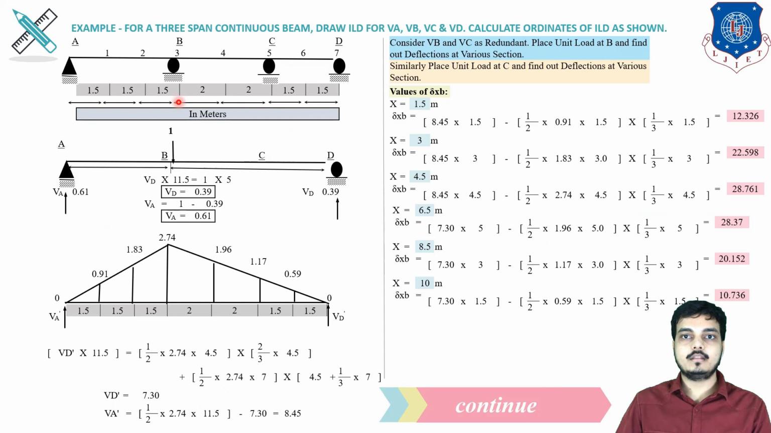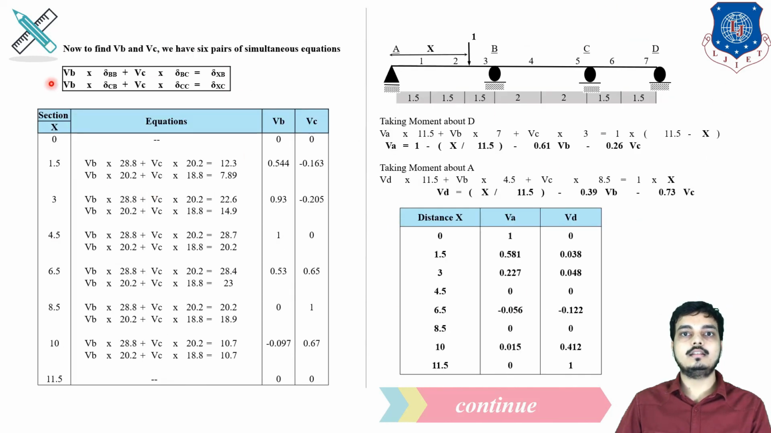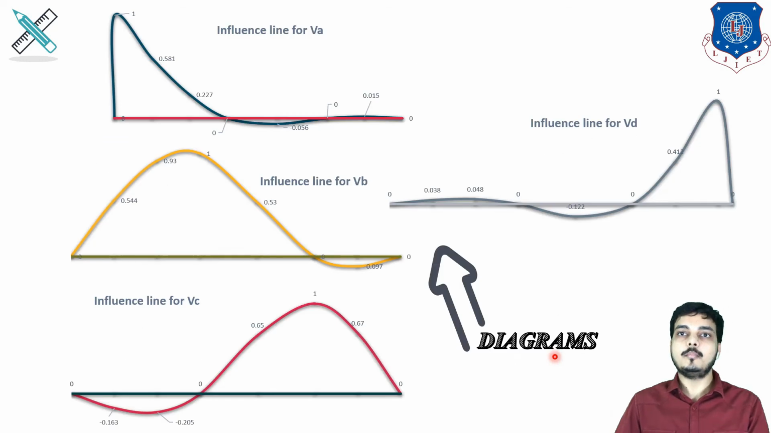So let's have a quick revision. What we did: we placed a unit load at B and then found its deflection. We placed a unit load at C, then found its deflection, and this gave a new equation in which we place the respective values and solve by the elimination method. So we got the values for VB and VC. Then we use the figure for forming an equation for VA and VD, placing the values of VB, VC and x to find the values of VA and VD, and draw the diagram.